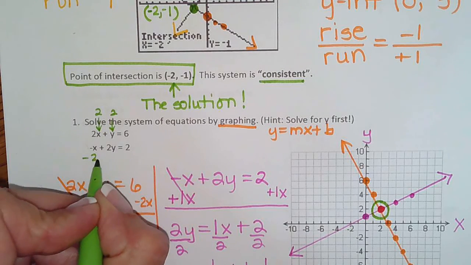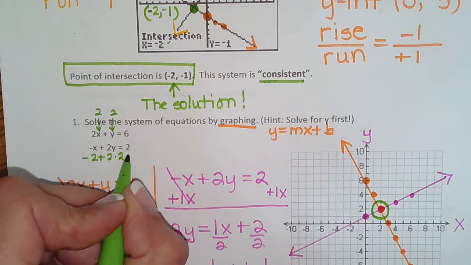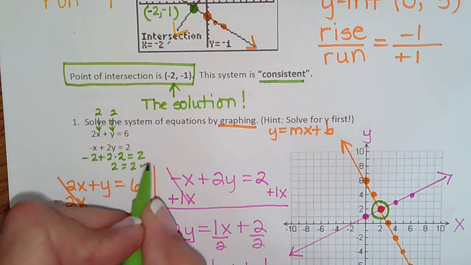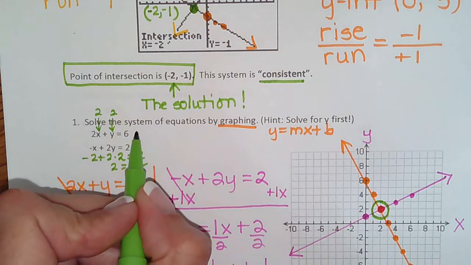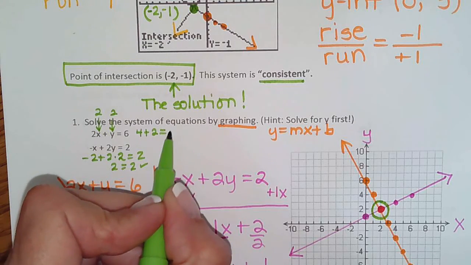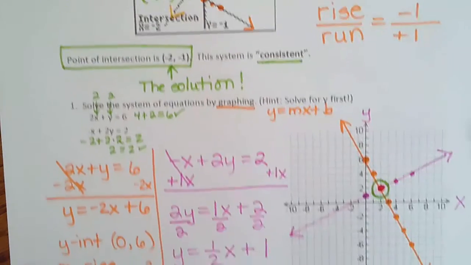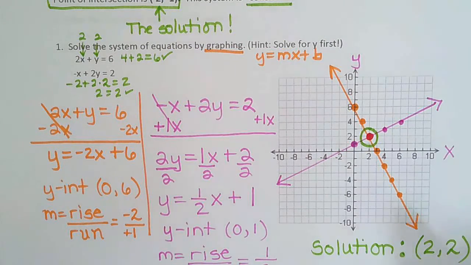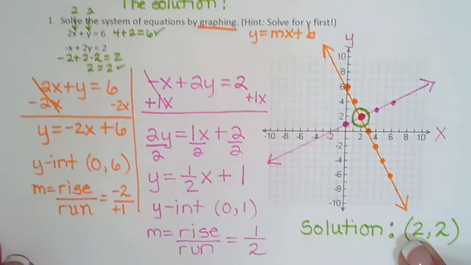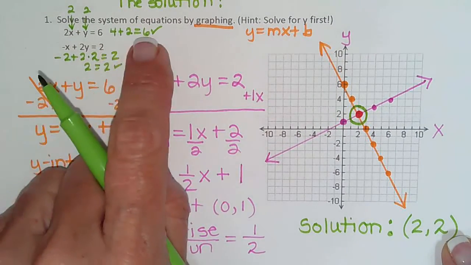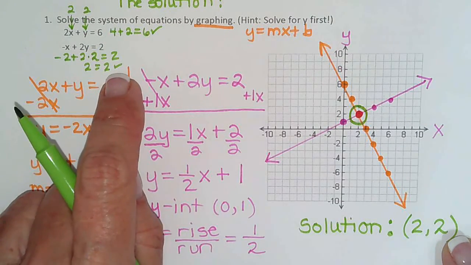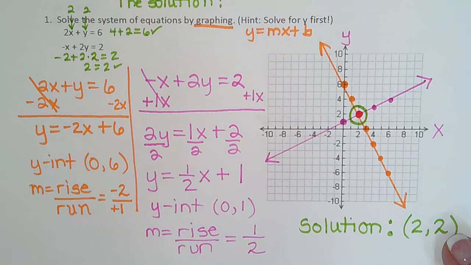Is negative 2 plus 2 times 2 equal to 2? 4 minus 2 is 2. Yes, it is. So as long as you get the same number on both sides, and I got 4 plus 2 equals 6, I can walk away and go, because these are usually a lot more points than other problems, I can walk away and go, yes, it checked. I put this in as x, I put this in as y, and I got the same number on both sides, 6 and 6, 2 and 2. Isn't that neat? So every single system problem can be checked.